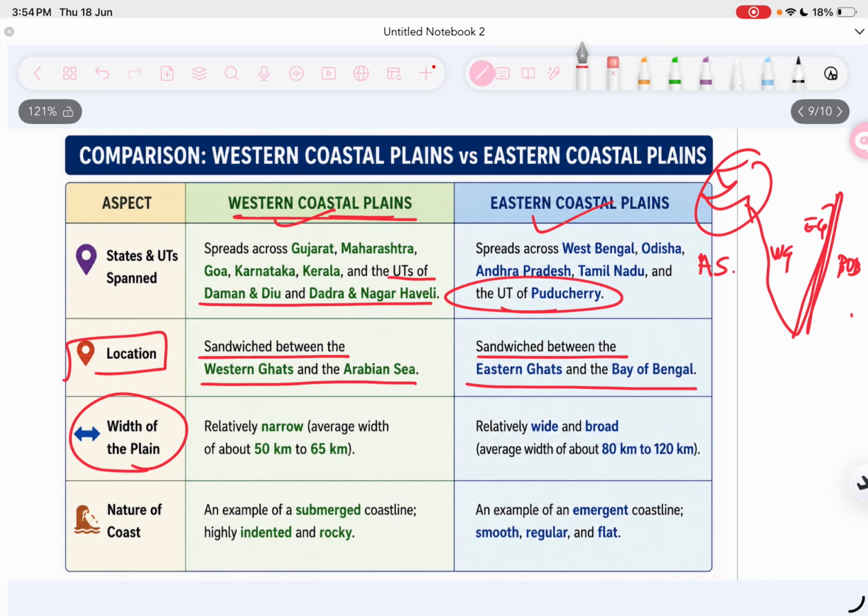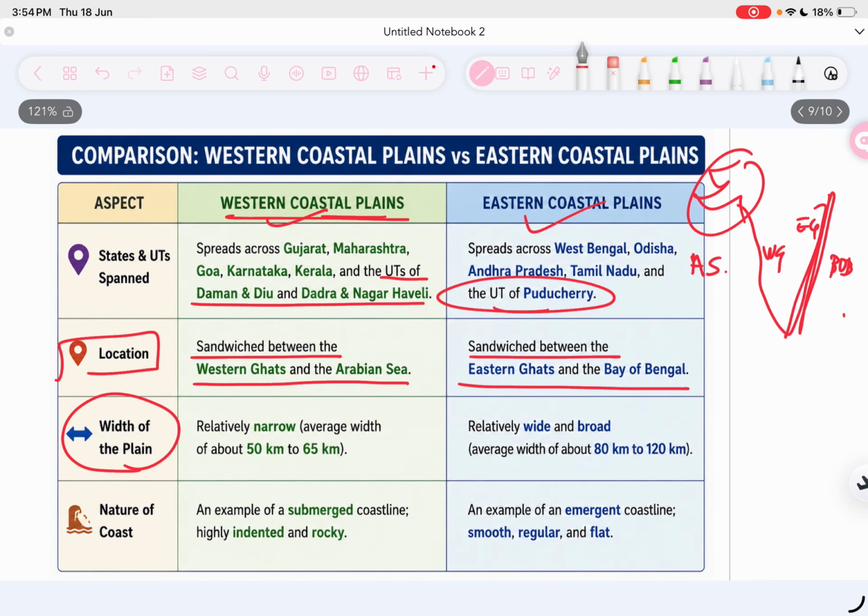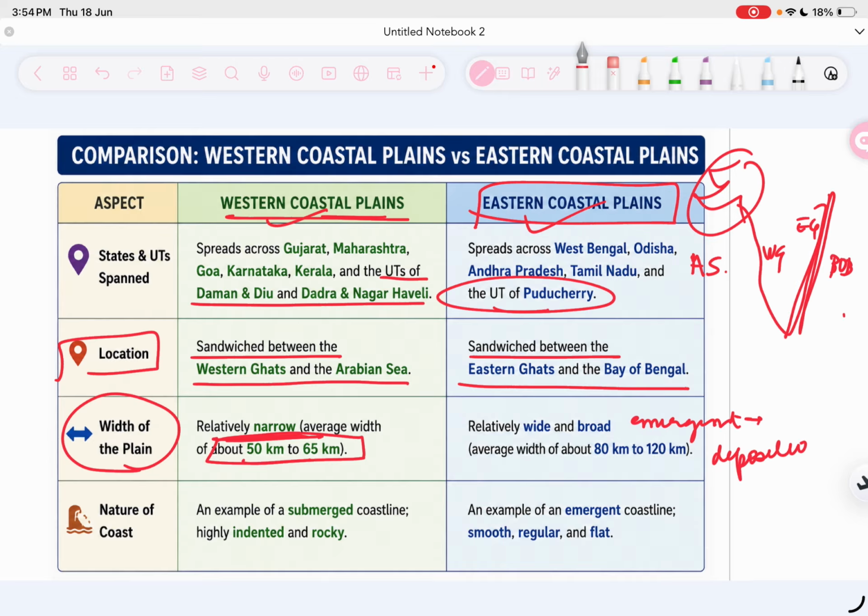Now we are all aware that the western coastal plain is a mixture of emergent, submergent and stable coastline, and so it is relatively narrow, with an average width between 50 to 65 kilometer. Whereas the eastern coastal plain is mostly emergent, and because constant deposition is being done by large major rivers like Krishna, Godavari, Kaveri, Penneru, we have wide and broad eastern coastal plains ranging from 80 to 120 kilometer.